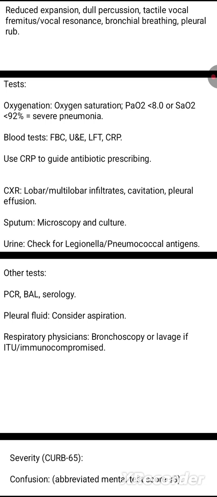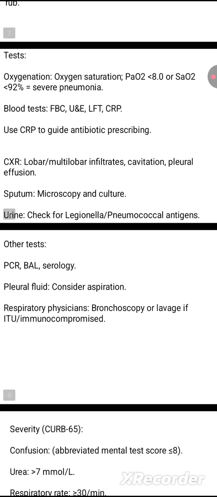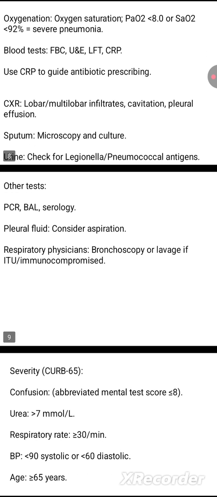The tests to be done: you do pulse oximetry to check the oxygen saturation level. Less than 92% suggests severe pneumonia. Oxygen level, if it is less than 8 kilopascal, also suggests severe pneumonia. Blood tests to be done: full blood count, serum electrolytes, urea and creatinine, liver function test, C-reactive protein. The use of CRP to guide antibiotic prescribing. Chest x-ray: lobar or multilobar infiltrate, cavitation, pleural effusion.